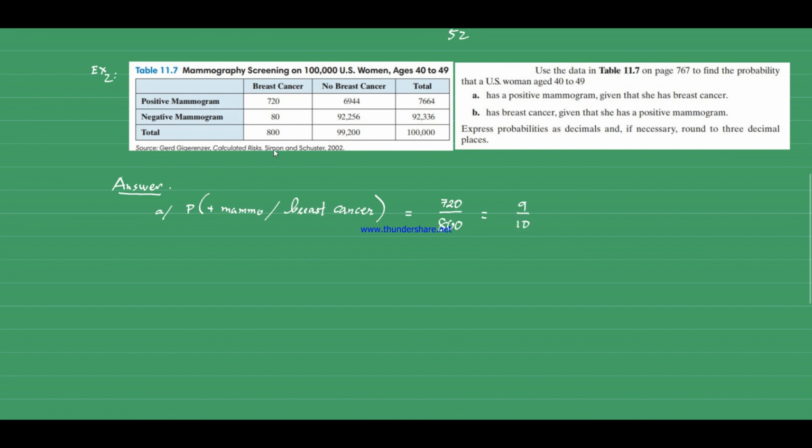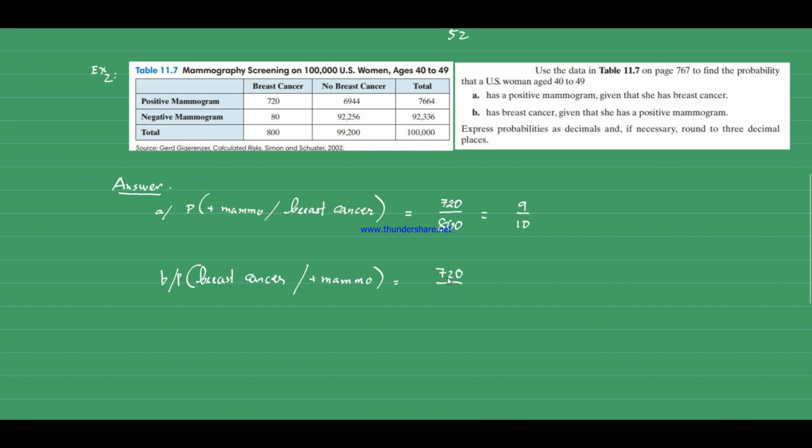Yeah, okay. So this is very easy, right? They give you the information over here already. Now we want to find the probability of having breast cancer given a positive mammo, so this is the other way around. So this is the probability of breast cancer given that we have positive mammo. Again, we're going to find breast cancer and mammo, so we have 720.